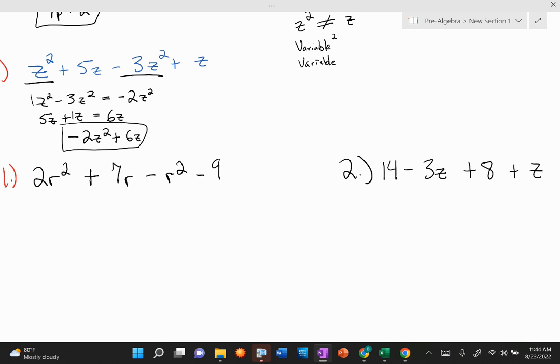What? This was negative 4. Yes. No, the negative 4 would be a constant. Yes, it would. So this one, it's a little different. It has 3 different kinds of terms. You see how this and this are the same. So you've got variable squared, variable, and constant.